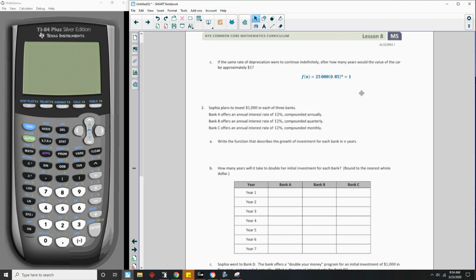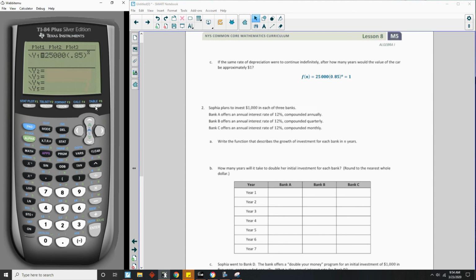In order to solve this, you would have to get n by itself by dividing both sides by 25,000 and then taking the natural log. And that's not something you're doing yet, so we will use the calculator. So I will go to my calculator and go to y equals, and I put in 25,000 times 0.85 to the power of x.